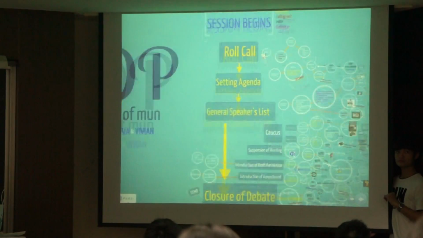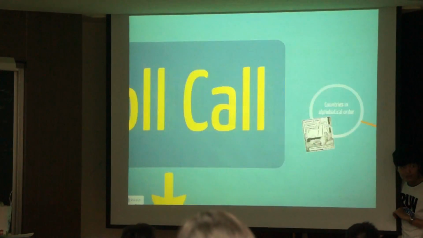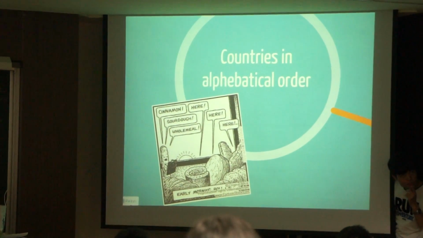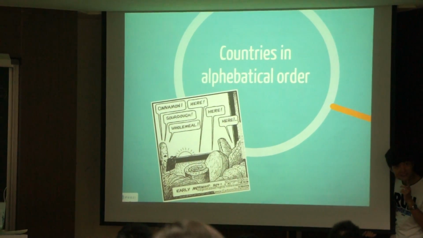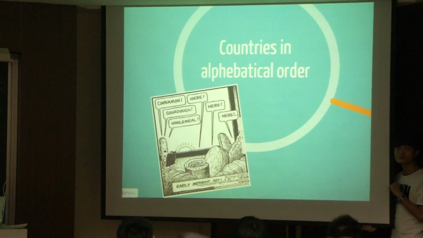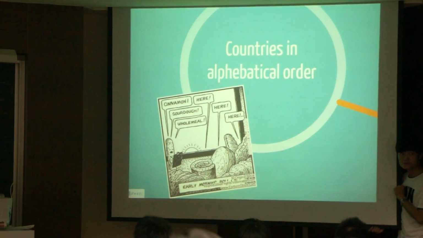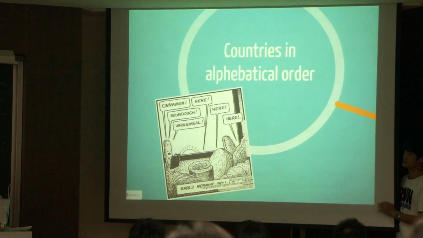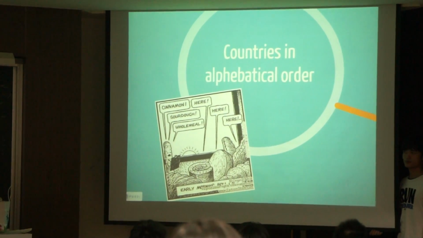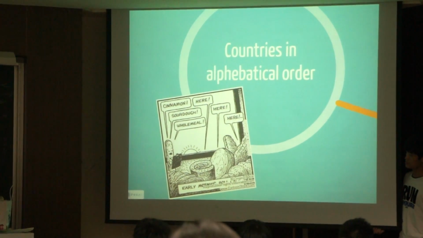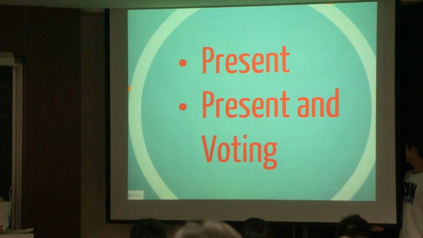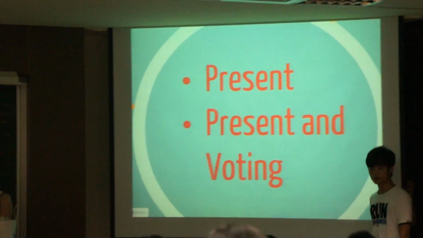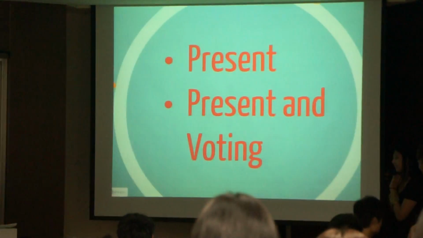Okay, let's first look at roll call. What is a roll call? A roll call is countries called in alphabetical order. It is used for the chair and for the body to know exactly which countries are present. So, for example, here you yell the country names, and then they will respond with here or not here. And when your country is called upon, you can either say present or present and voting.